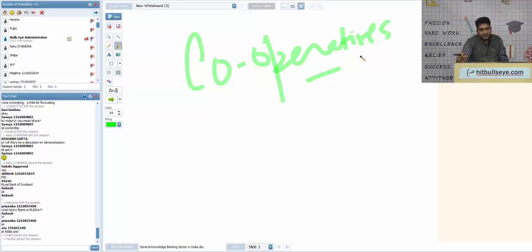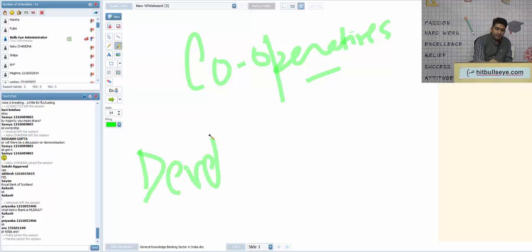RRBs are regional rural banks. Regional means Kshetriya, rural means Grameen, and banks are again bank. So Kshetriya Grameen Bank, regional rural banks. Fourth very important type of bank is developmental bank.